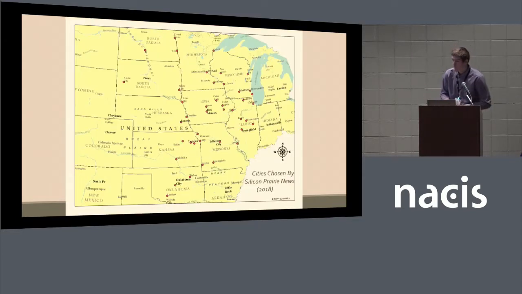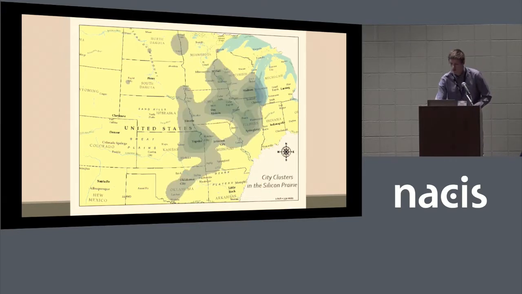So if we look at this map, we see all the cities that were chosen by the Silicon Prairie News. We see anywhere from Rapid City in South Dakota to many cities in Wisconsin, Eau Claire and La Crosse. We see larger cities like Chicago, Milwaukee. We also see some smaller college towns, Wichita and Tulsa.